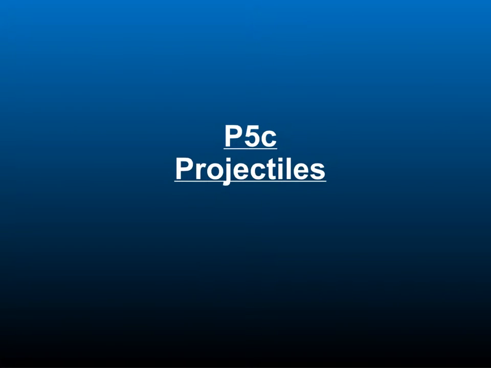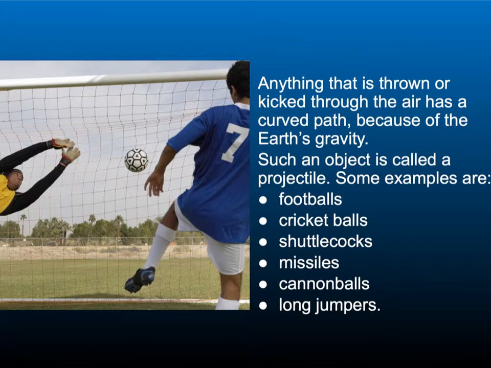This is a revision video for P5C projectiles. When you kick a football, it takes a curved path through the air. The path of the football has this curved shape because of the Earth's gravity. Anything that is thrown or projected through the air has a curved path, and this is called a projectile.